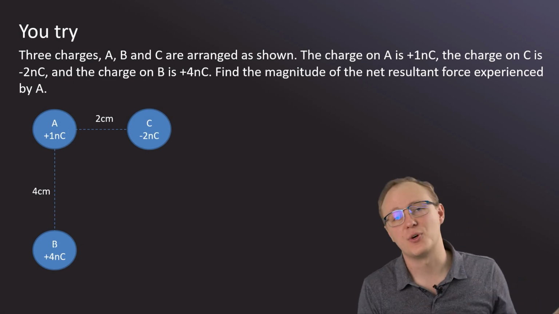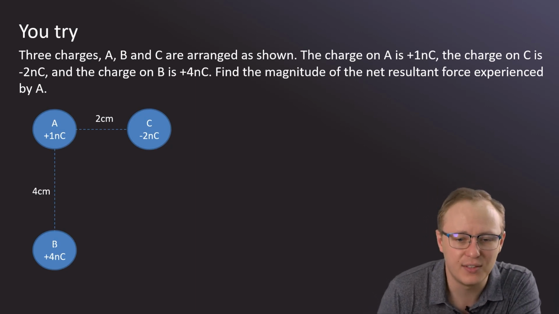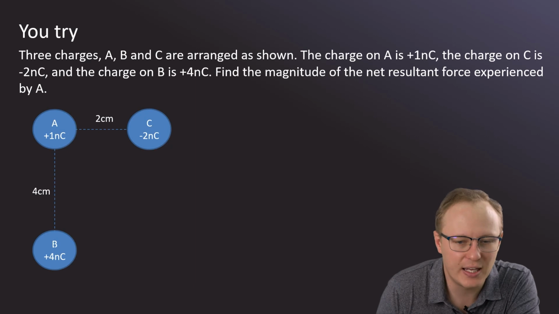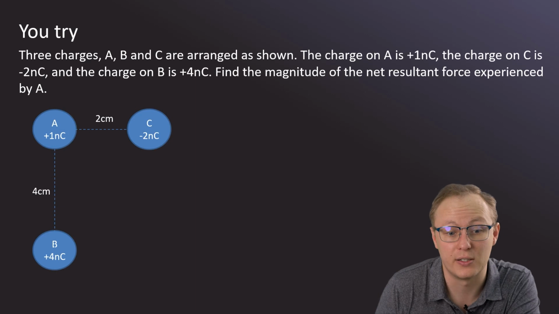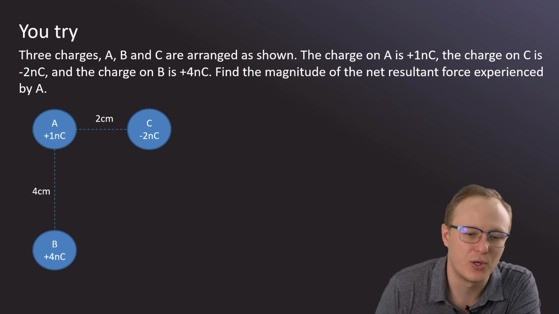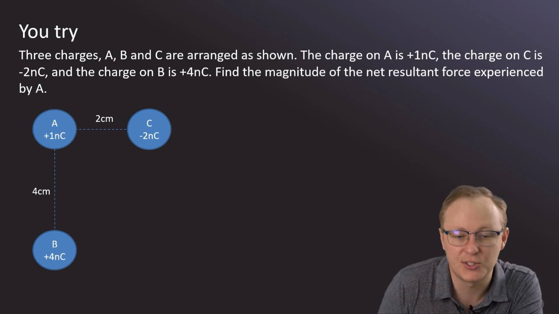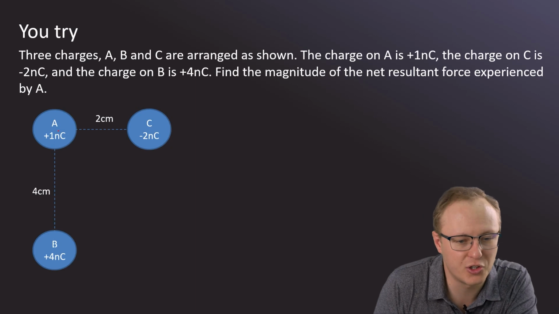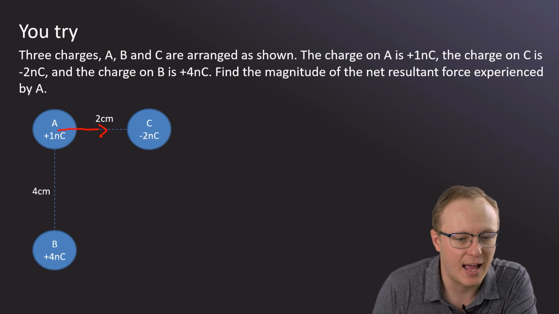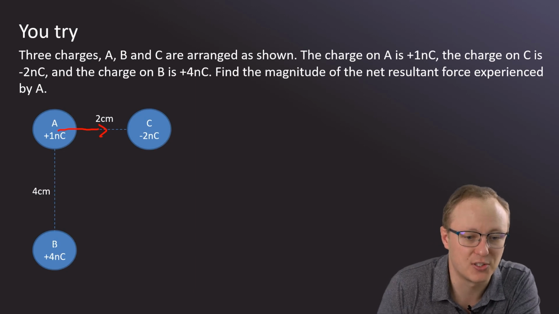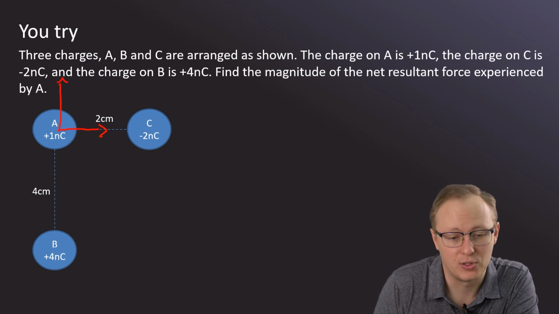If you can answer this question, you can answer any Coulomb's law question. Let's see. So you've got the three charges A, B, and C. They're arranged as shown. The charge on A is 1 nanocoulomb. The charge on C is -2 nanocoulombs. And the charge on B is positive 4 nanocoulombs. And we want to find the F net that's acting on A. Right. So A is positive, C is negative. That's going to be attraction. So the force on A due to C is going to be towards the right, and then B is positive and A is positive, so that's going to be repulsion. So the force on A due to B is going to be upwards like that.